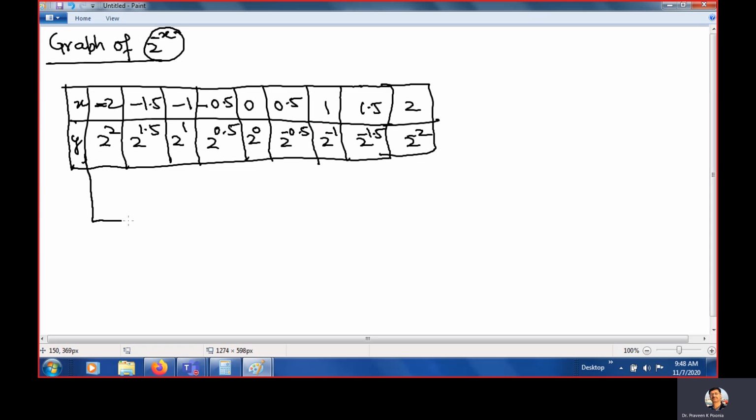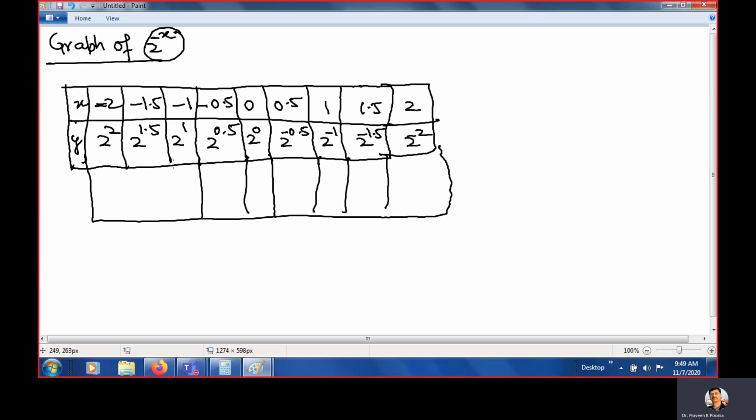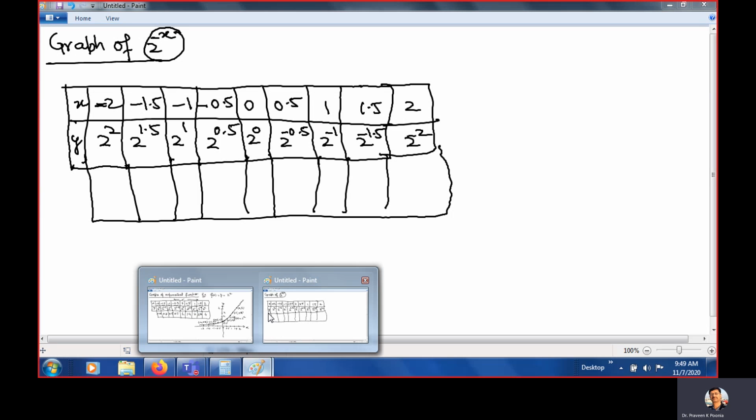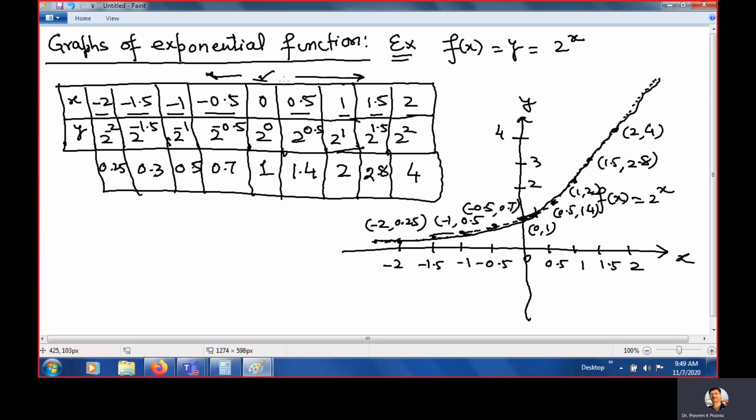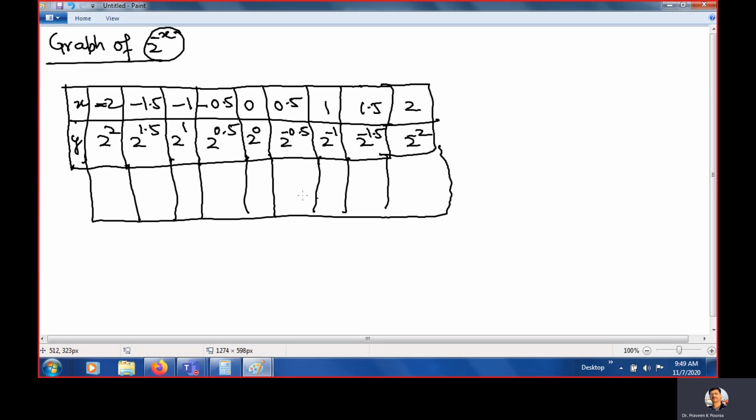Clear? If we compare this table with the previous table, you will find all values are here. Only the position is changed. In the previous table, this side is positive values and this side is negative values. But in this graph, the same values, but this side is negative, this side is positive. Only the side changes. So 2^0 is 1, 2^(-0.5) is 0.7. Then 2^(-1) is 0.5, then 0.3, then 0.25.